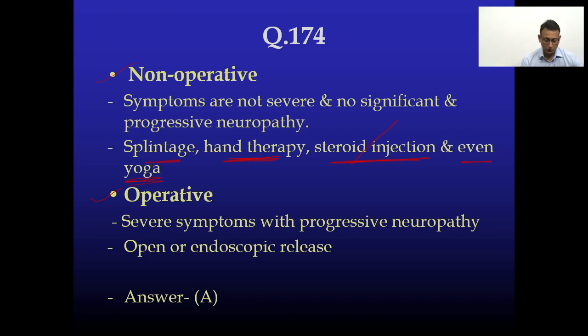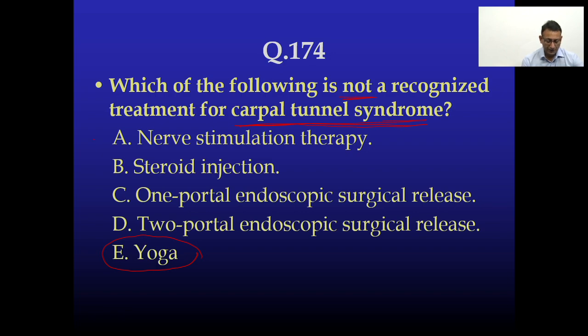And if you have to go for surgical treatment, which is usually done when symptoms are severe and there is a progressive neuropathy, then you have to release the carpal tunnel; you have to cut the volar carpal ligament. You can do it either open or with the help of endoscopic release. Endoscopic release could be done in any way depending on the surgeon's choice. It can be done through a single portal or a double portal. But nerve stimulation therapy has no role in the treatment of carpal tunnel syndrome. So the answer to question number 174 is going to be A.